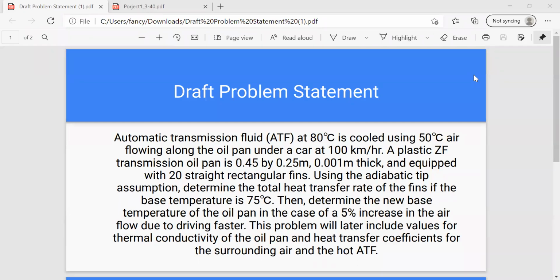Okay, I'm Shelby Schumacher. I'm going to be explaining my draft problem statement for Project Turn-In number 1. The problem goes as follows.